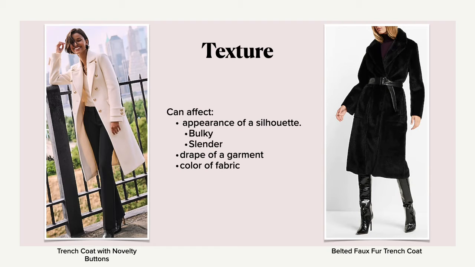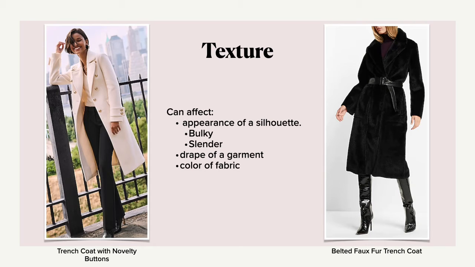Texture. Texture can affect the appearance of a silhouette. It can make it appear bulky or slender. It can affect the drape of a garment as well as the color of fabric. Let's take a look at these two trench coats. The one on the left has more of a slender silhouette, while the one on the right has more of a bulky silhouette due to its texture.